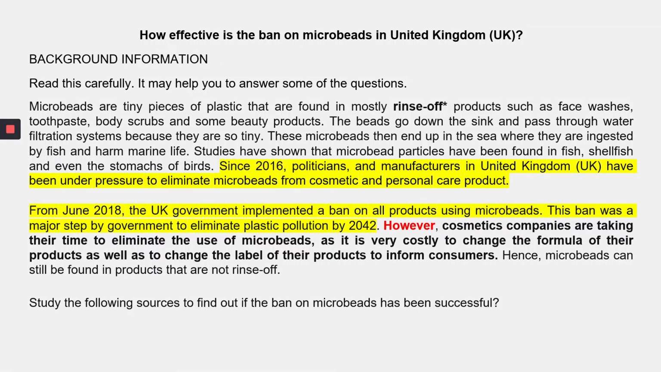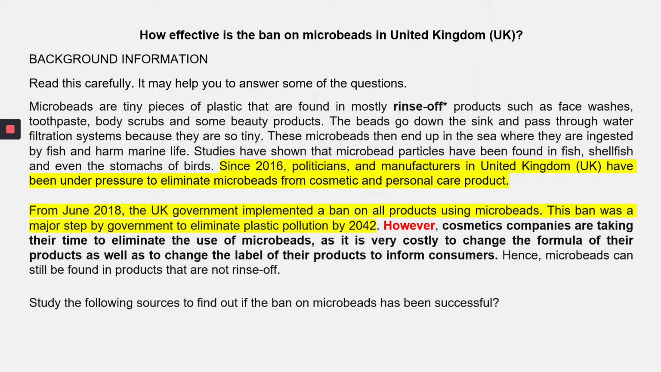Okay, hello everyone. Take a look at the prelim paper for this year. If you look very carefully, the big question is how effective is the ban on microbeads in the UK? And remember, we always look at the background information, because the background information does give you as a student some information. It tells you here in this first paragraph that there has been this problem, which is the microbeads, okay, and politicians and manufacturers in the UK have been under pressure to eliminate microbeads from cosmetic and personal care products because there's a lot of tension, there's a lot of problems with these microbeads.